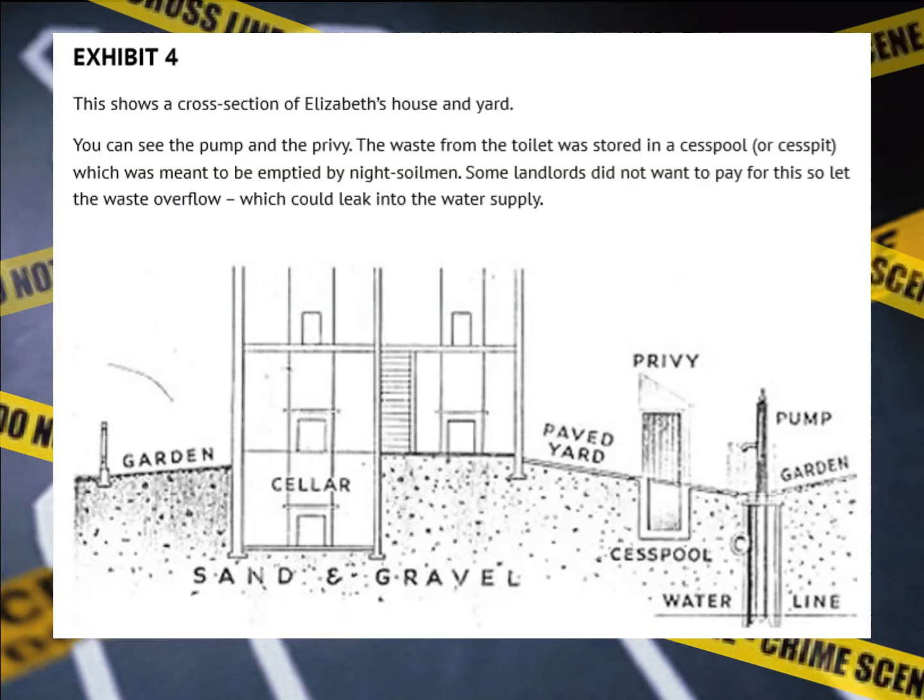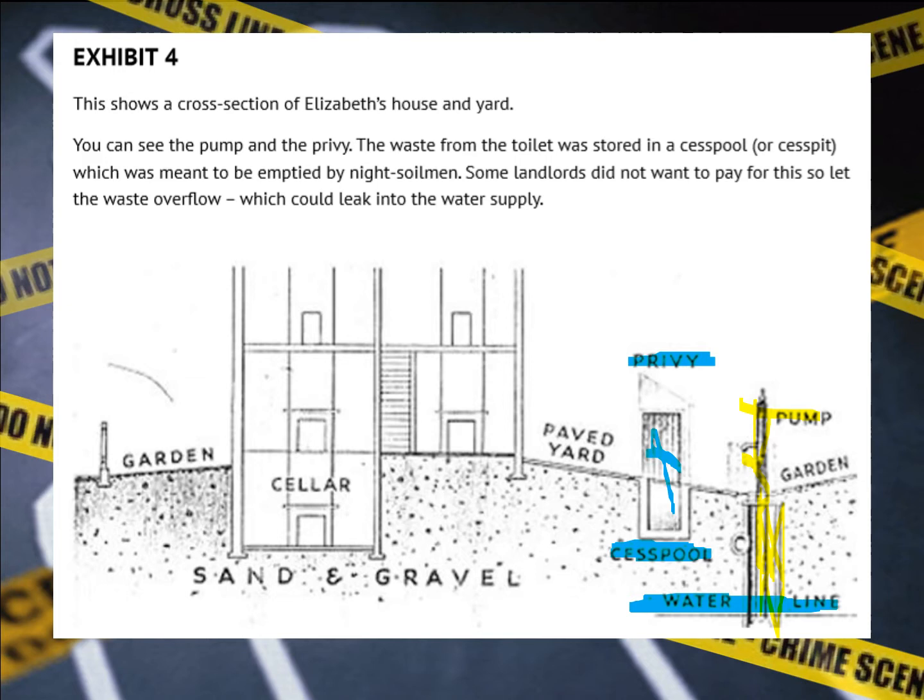So box number 4 gives you a cross section of Elizabeth's house and her yard, where her garden and things are, and you can see the pump and the privy on this, which if I just highlight in yellow here, here's the pump, and this is where they get their water from. This is the water line going down here. On the other side, in blue here, this is the privy. And here you can see underneath that is the cesspool, and here's where the water is.